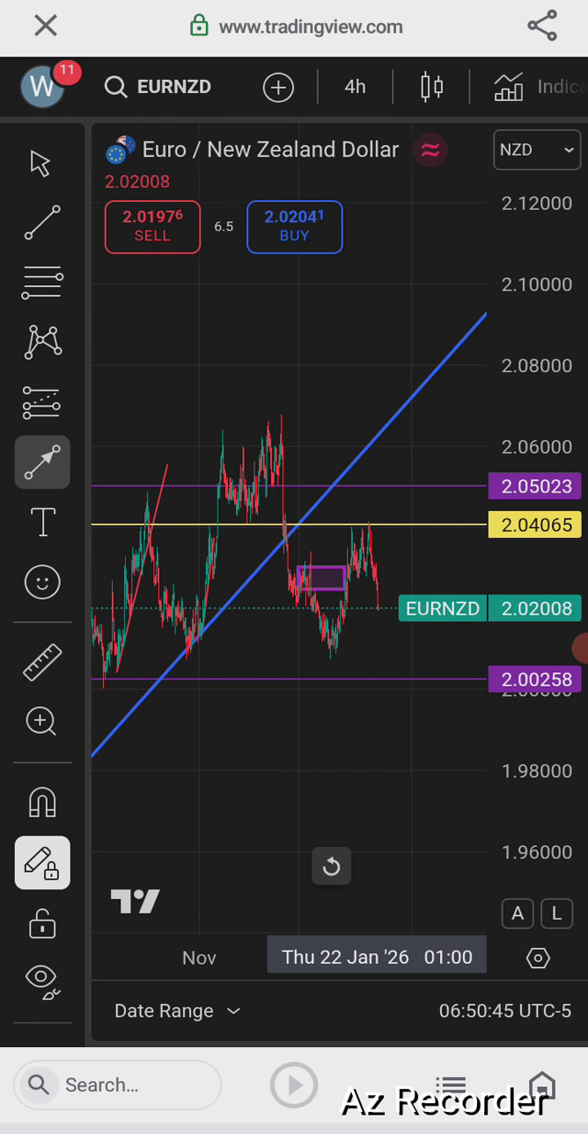So in my case here, I'll be waiting for this head and shoulders to be broken from the neckline, and then below the neckline at 2.00, that's where the real demand is. That's where you buy at a discount. That's where you execute these trades.